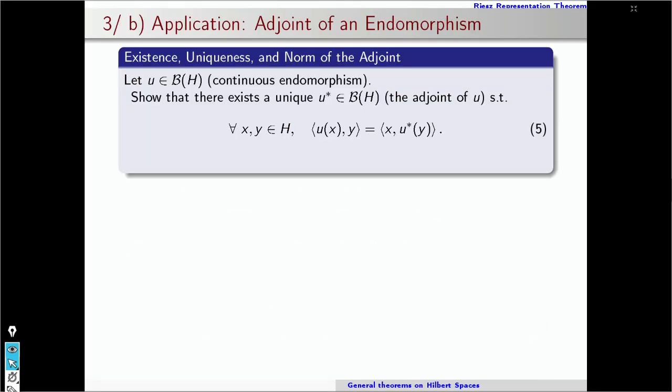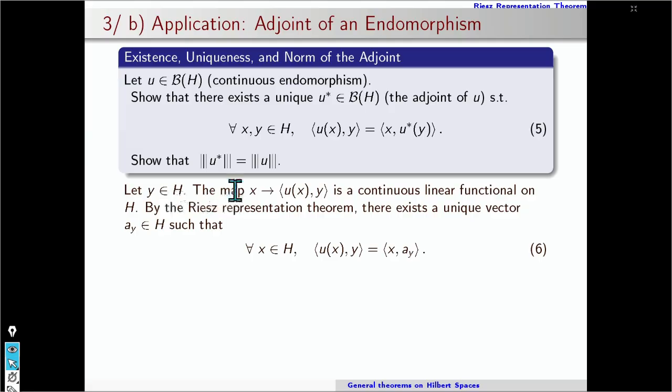Let us now see how the Riesz representation theorem serves in the definition of the adjoint. So let U be a bounded operator. Its adjoint U star is characterized by the following relation denoted 5. So U of X inner product with Y can be written as inner product of X itself with something. So we notice that this relation is symmetric. So U star is the adjoint of U, but U is also the adjoint of U star. So as a consequence, their operator norms coincide. And we recall that the operator norm is the supremum of the operator on the unit sphere.